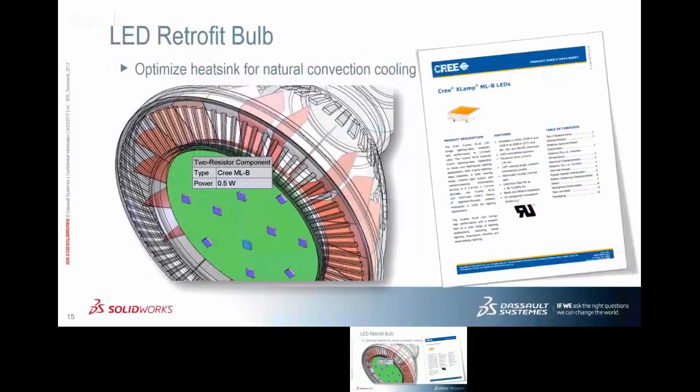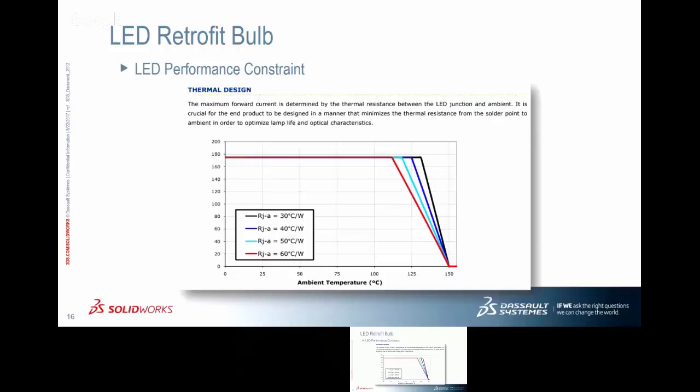So in this LED retrofit bulb project, we've really narrowed the scope, and we're going to be using this Cree ML-B lamp. This is the actual light source, and we know that it runs at 0.5 watt. Based on the material data sheet from this product, we can see that when you get too hot at the solder points, it reduces the lifespan and the optical characteristics of that LED.